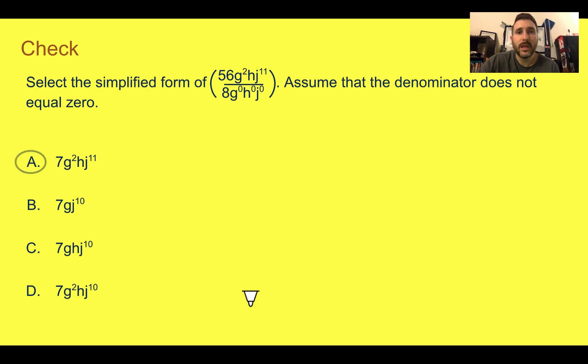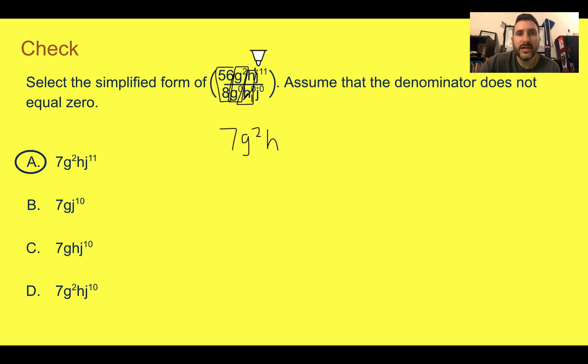Check your answer. You should have picked A. How to get that? Let's simplify out what we can. So 56 divided by 8 is 7, which is in all of them. That didn't help. I see a g on the top and the bottom, so I'm actually going to use the quotient of powers. G to the 2 divided by g to the 0 would be 2 minus 0, so still g to the 2. H and h to the 0, this is just 1 here, so I am left with an h.